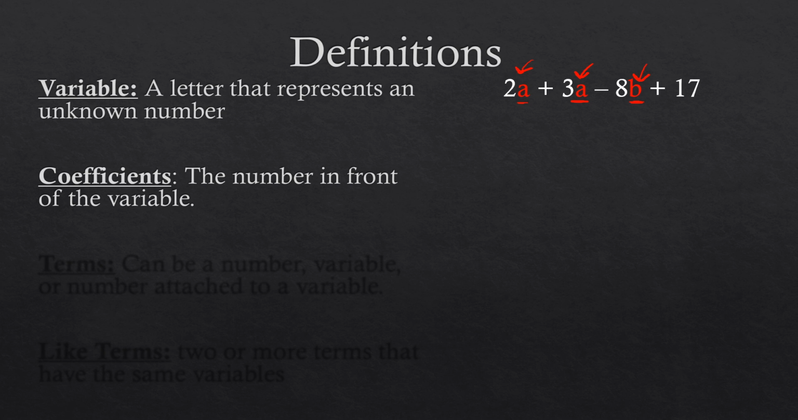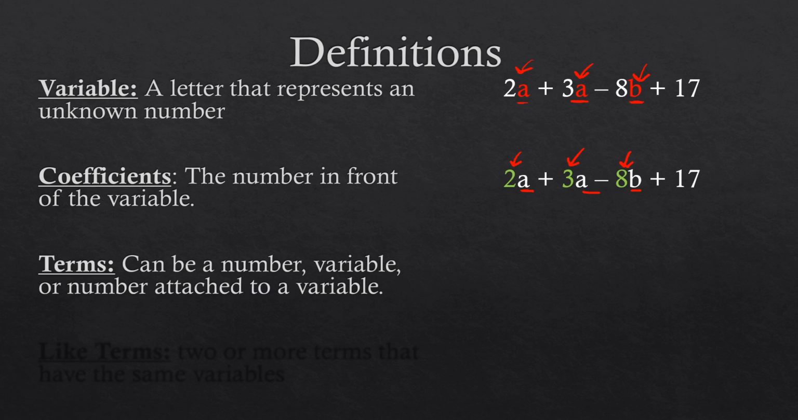The next term is going to be a coefficient, and a coefficient is talking about the number that's in front of your variable. So I could see here I have an A and a B, and then this 2, this 3, and this 8, sorry. Those are my coefficients. They are in front of my variables. Okay, so variables and coefficients are sometimes next to each other. And coefficient is going to be the number. Variable is going to be the letter.